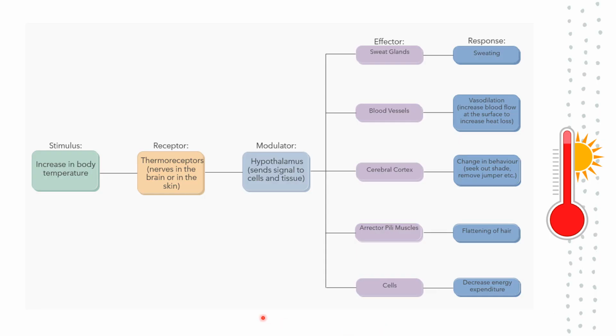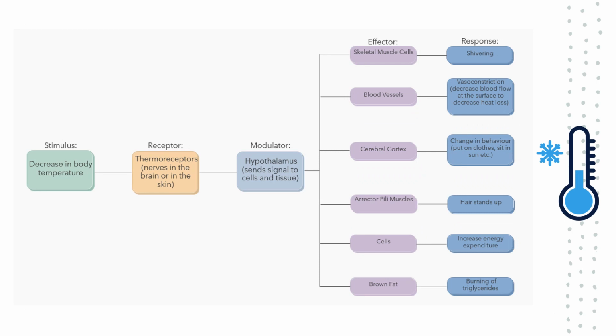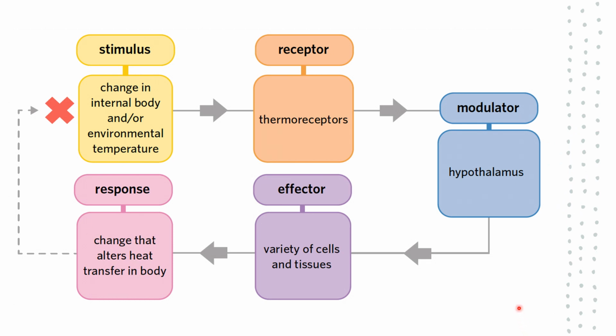This is a summary of what happens when you increase your body temperature. This summarizes everything pretty simply for you, and then we have another one for the stimulus of decrease in body temperature. And lastly, we come back to our stimulus response model, our negative feedback loop. I hope after going through this video, you'll be able to know what the stimulus is, the receptors, the modulator, the different effectors, so remember one or two of them, and the responses that they produce to counteract that stimulus.